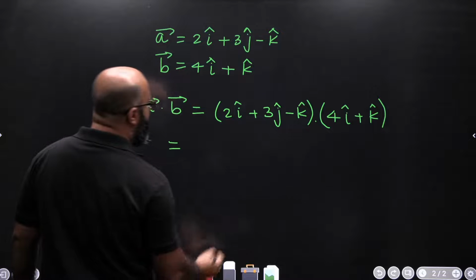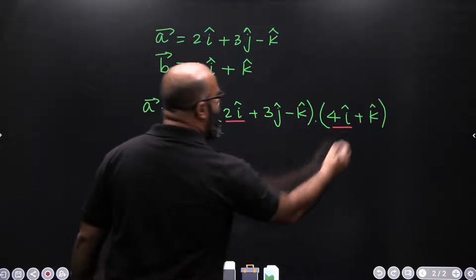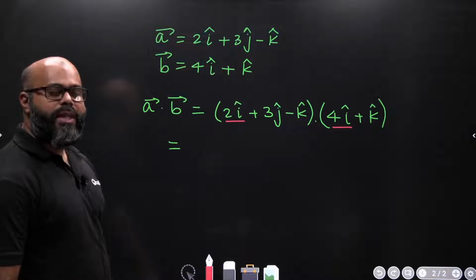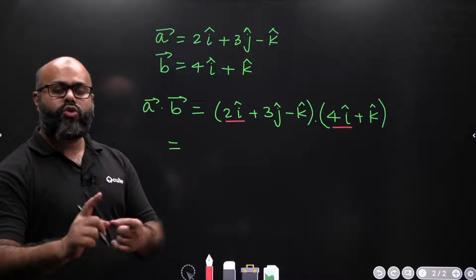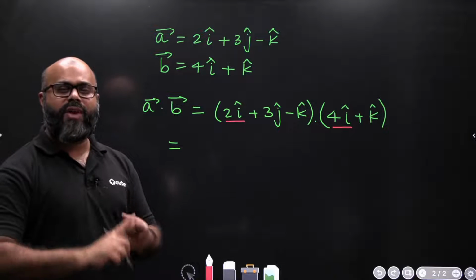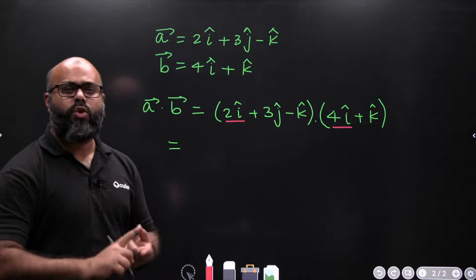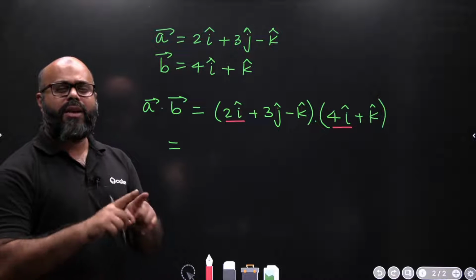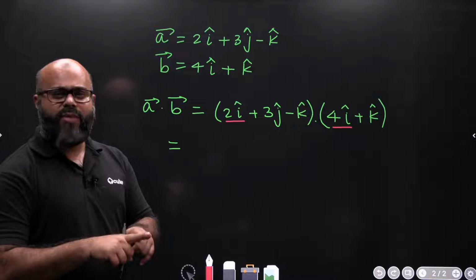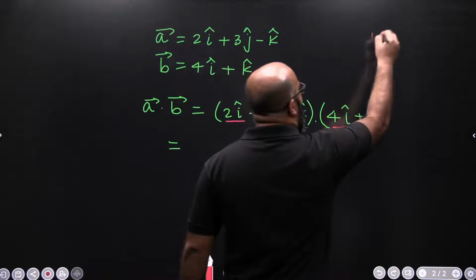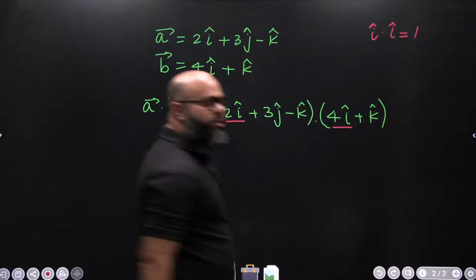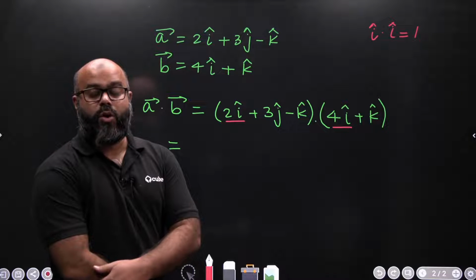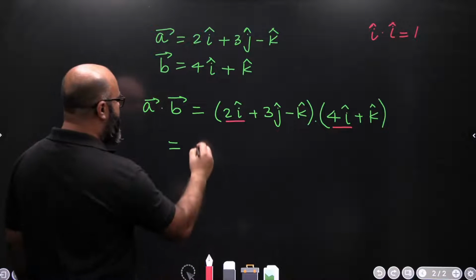2i cap dot 4i cap, what would that be? 2 into 4 will be 8, and i dot i. The angle between i vector and i vector is 0 because they are parallel vectors. So cos 0 will be 1. So i dot i would be 1, because 1 into 1 into cos 0, which is also 1. So this will be 8.